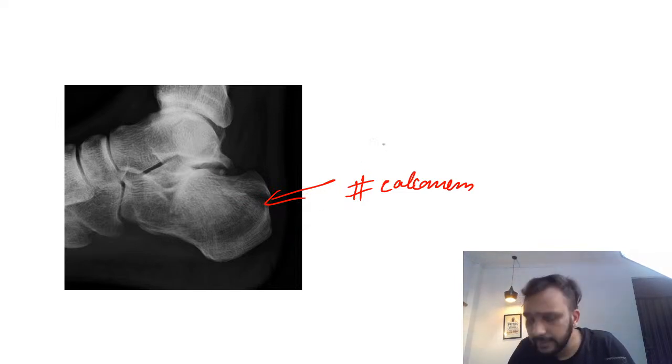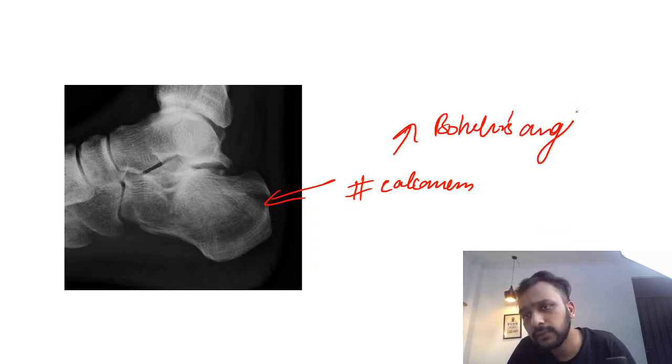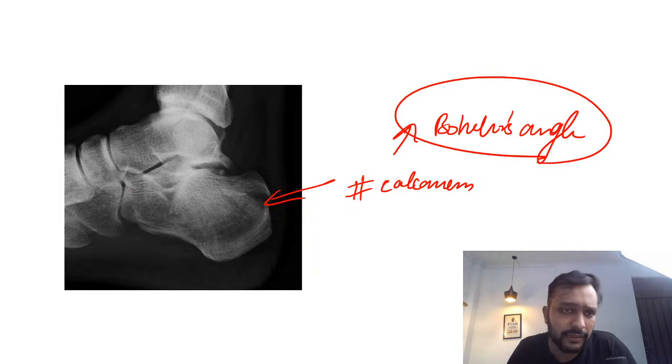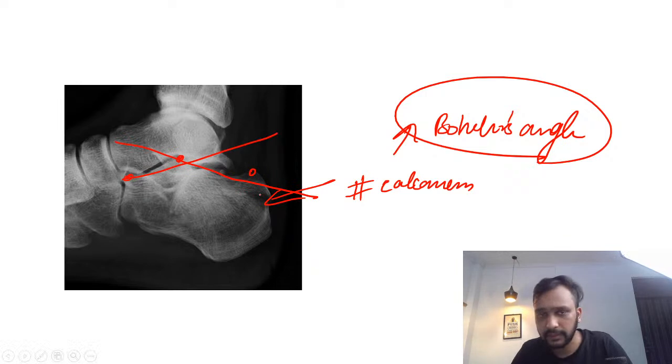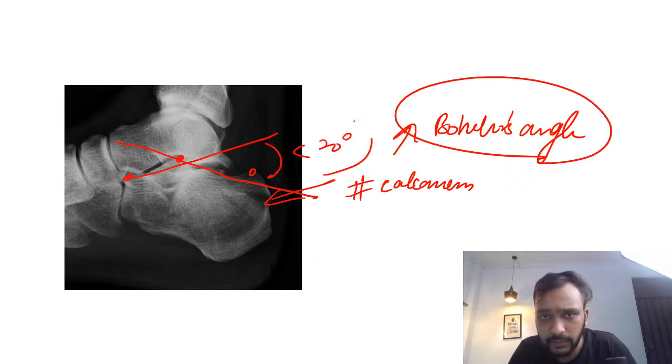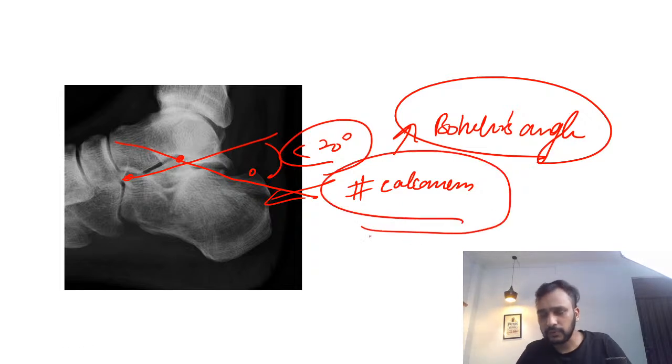And in calcaneal fracture, guys, we have to calculate one angle that is known as Bohler's angle. Okay, so three superiormost points on the calcaneum are joined, and these lines are joined with each other. If the angle between these two lines is less than 20 degrees, then we are going to suspect a case of calcaneal fracture.